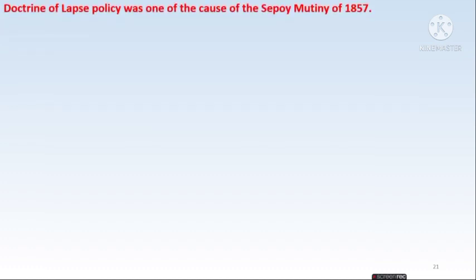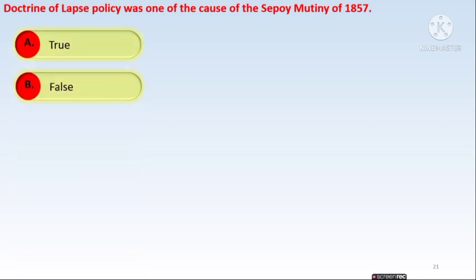The next question is, the Doctrine of Lapse policy was one of the main causes of the Sepoy Mutiny of 1857. True or false? Yes, it is one of the causes for the Sepoy Mutiny to happen in 1857, the first independent war of India. Therefore, this is the true answer. Option A is the right answer.